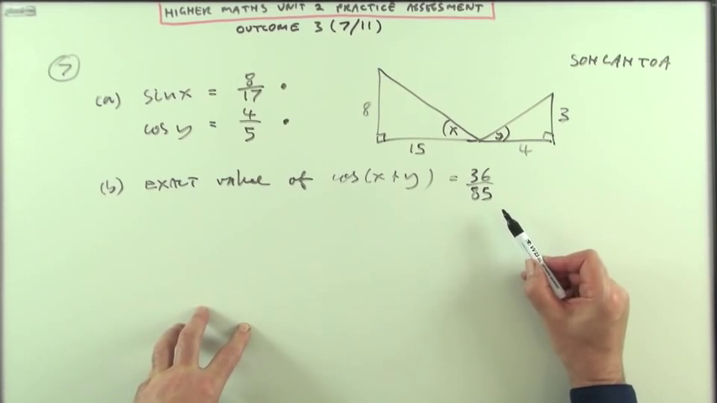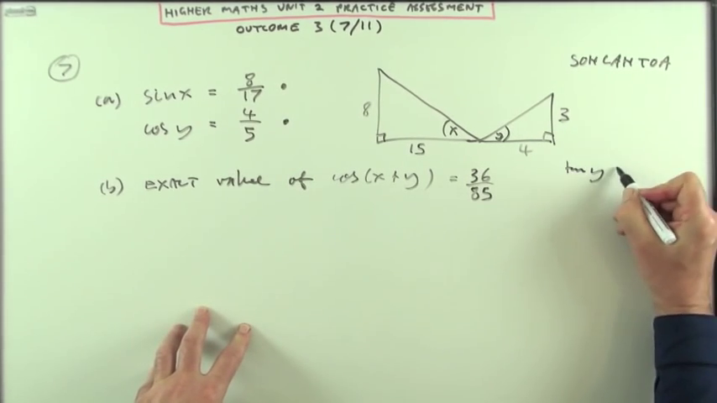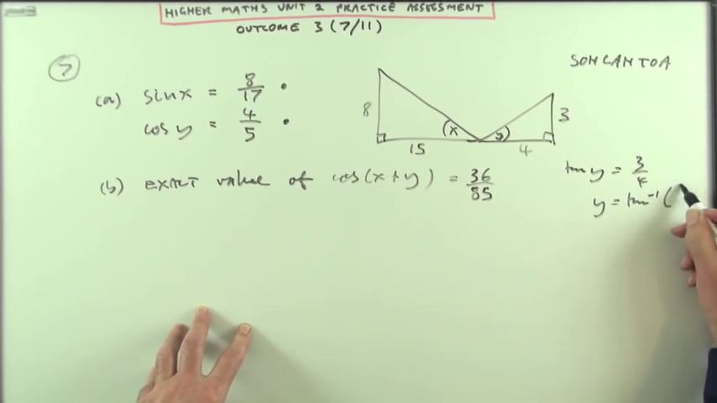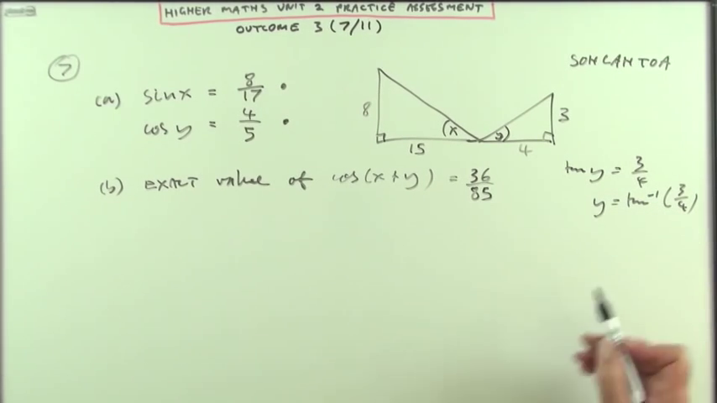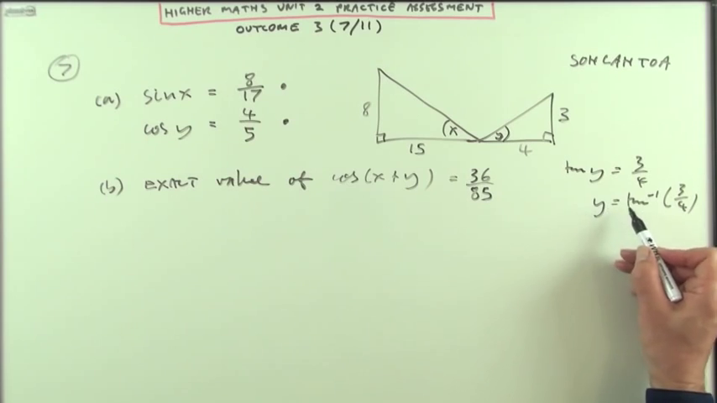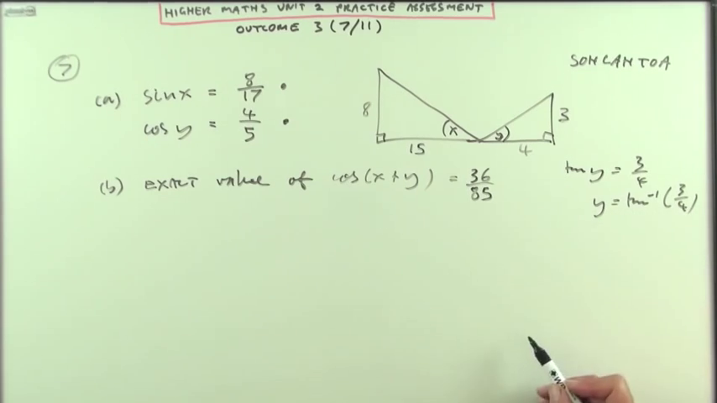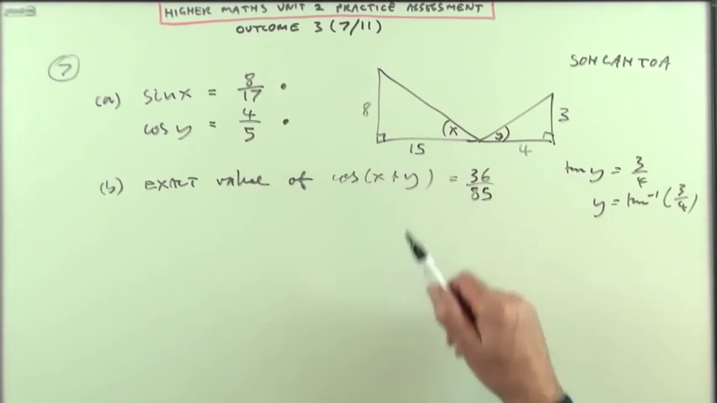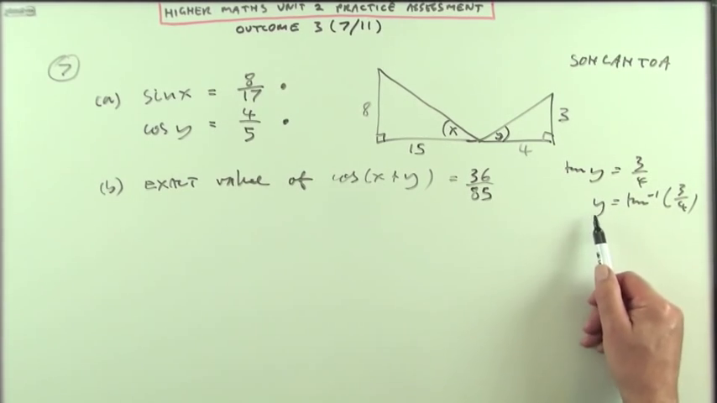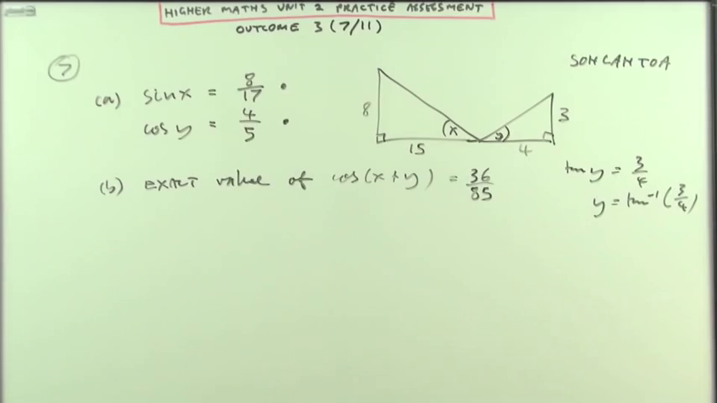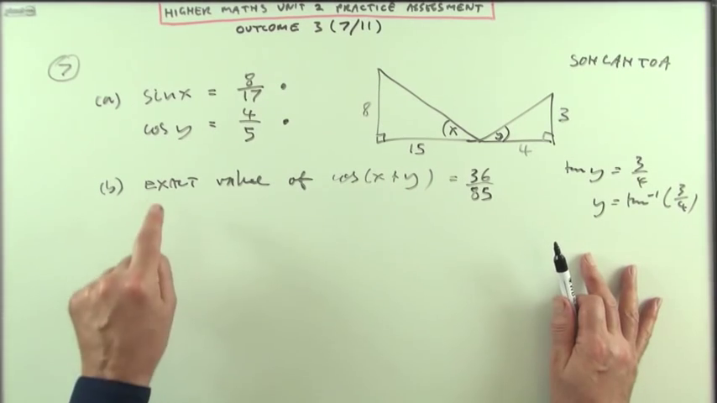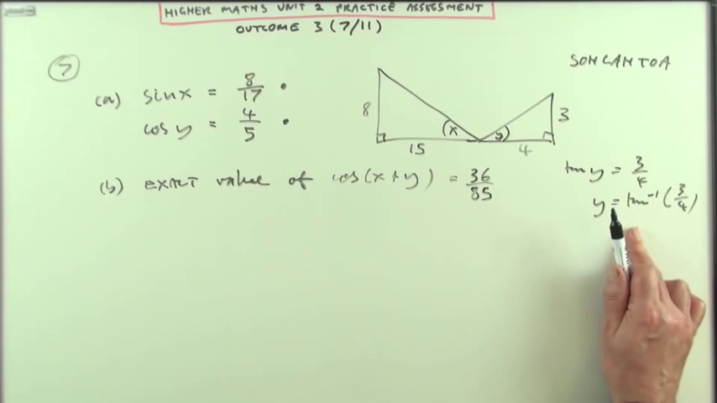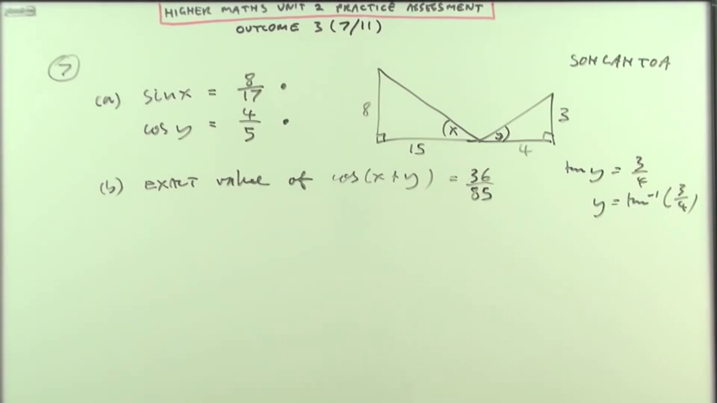Now, what you can't do is just go back to your original triangle and say, that's the tangent of y. So I know that tan y is 3/4, so I can get y from inverse tan of 3/4, also archaically known as arctan. Inverse tan of 3/4, get the angle, round it off approximately, do the same for x, and then add them together, and then find the cosine of that. You can't do that because it says what's the exact value. So if you do that, you'll get no marks at all.